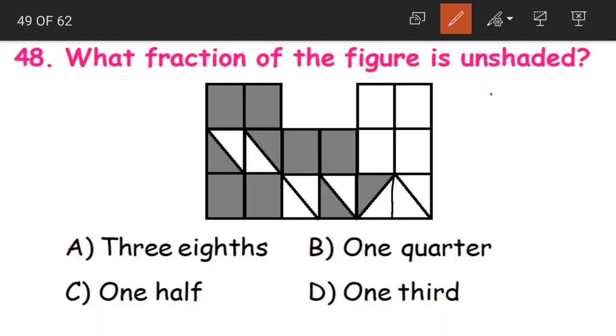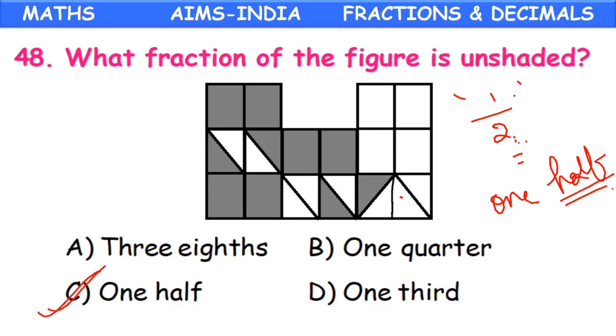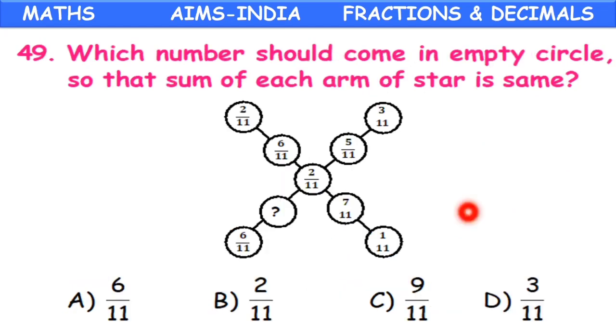What is unshaded, children? 1 by 2 part of the given figure is unshaded. And how do we read it in words? 1 half. 1 by 2 is nothing but 1 half. So option B, 1 half, becomes our correct answer. I hope this is clear. That was question number 48.